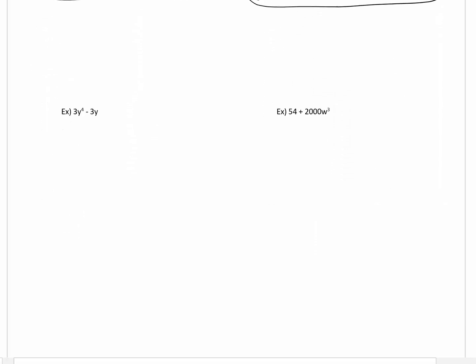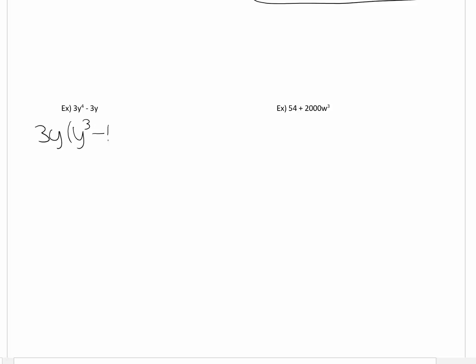Okay, let's take a look at the next example. Is there a greatest common factor I can take out of the two terms other than 1? In this case, I can factor out or divide out a 3y. Remember, 3y divided by 3y is 1. Go inside the parentheses. Y cubed, that's a perfect cube, and so is 1. So the cube root of y cubed is y. The cube root of 1 is 1.